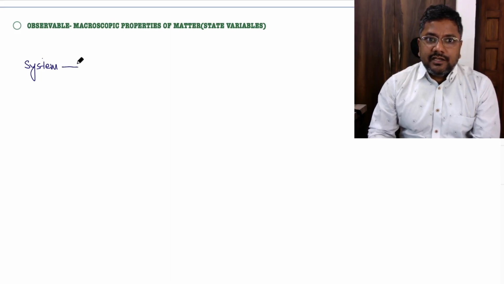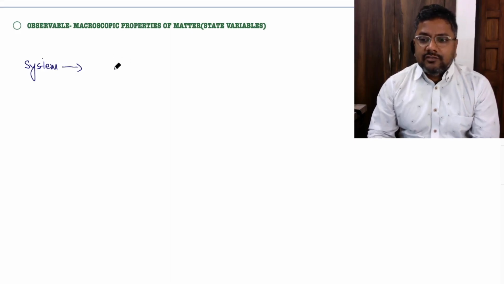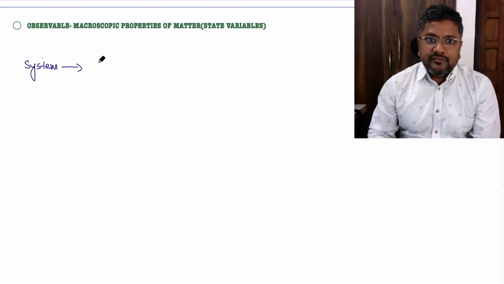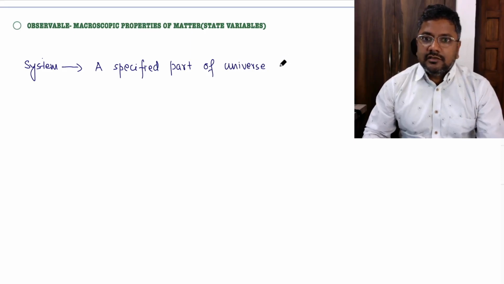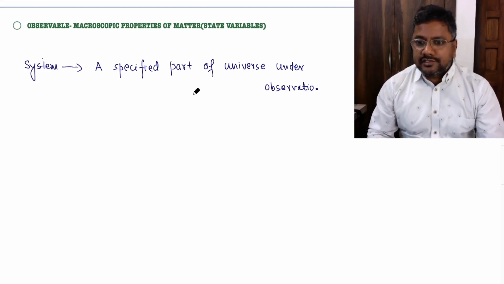System is basically a specified part of the universe which is under observation. A specified part of universe under observation, right? That is called a system.